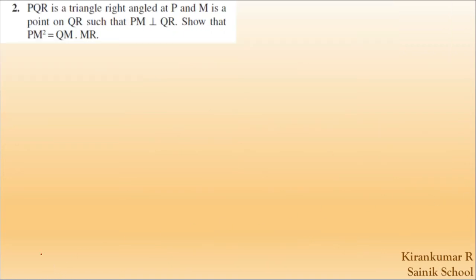Second question. PQR is a right angled triangle, right angled at P, and M is a point on QR such that PM is perpendicular to QR. Show that PM square is the product of QM into MR. If I consider a right angled triangle, right angled at P, we get triangle PRQ as a right angled triangle, right angled at P. There's a perpendicular drawn on the hypotenuse from point P.